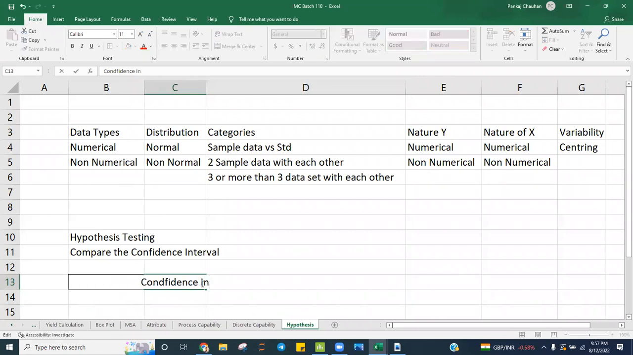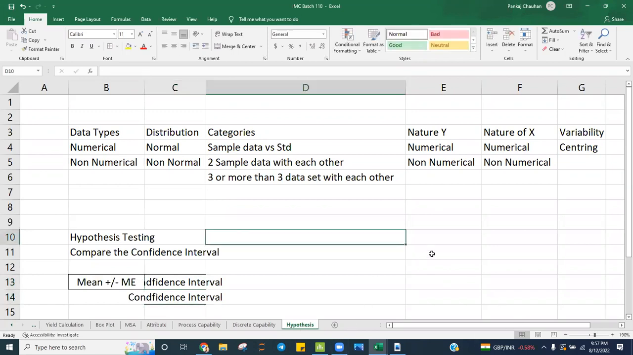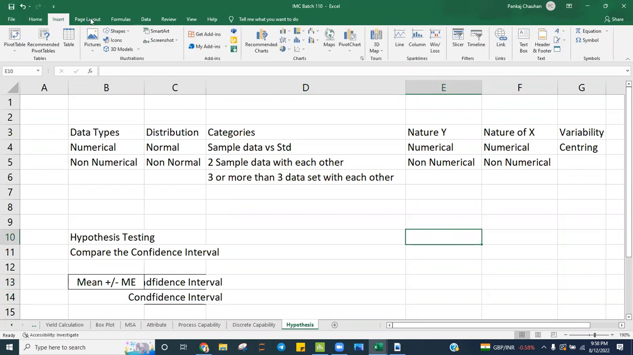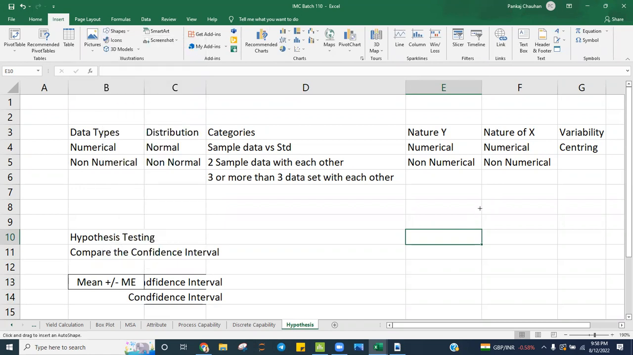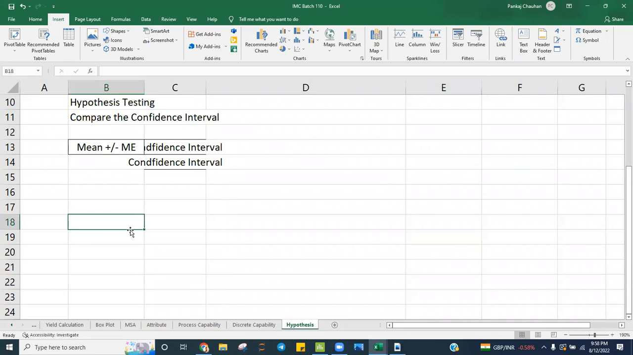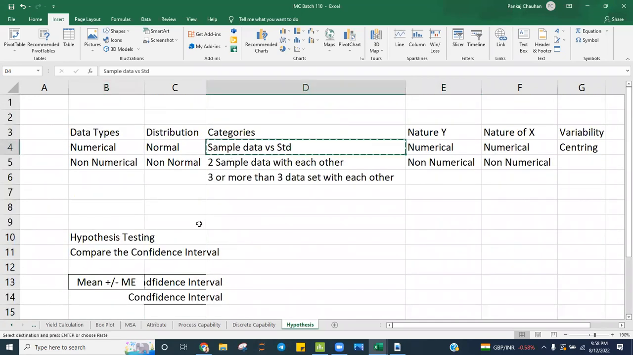How exactly it will work, let us understand with an example. So here I will be explaining, let's say you have some specification, or let's say first sample, let's first understand with one simple example. This is the first thing I'm going to explain you, sample data versus standard.